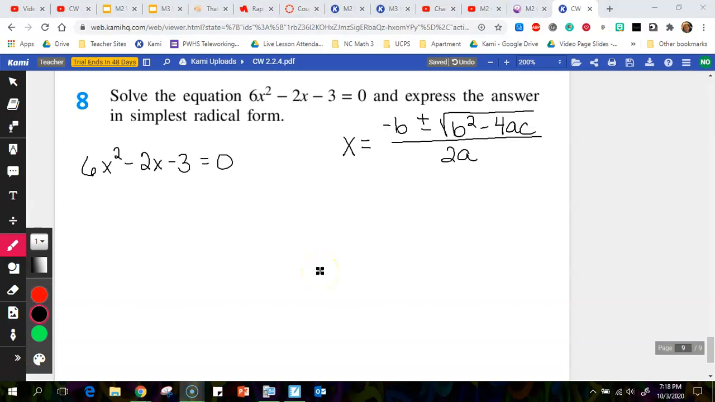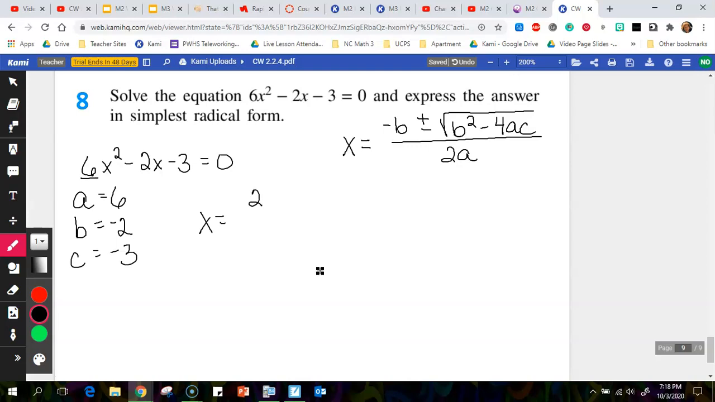So I went ahead and wrote the quadratic formula here. If you want to pause your video and try this one, you can, or you can just work along with me. We need to identify the a, b, and c. So a equals 6. A is the coefficient of our x squared term. B equals -2, and c equals -3. Okay, let's plug these in. B is -2. I need to take the opposite of that. So the opposite of -2 is 2.